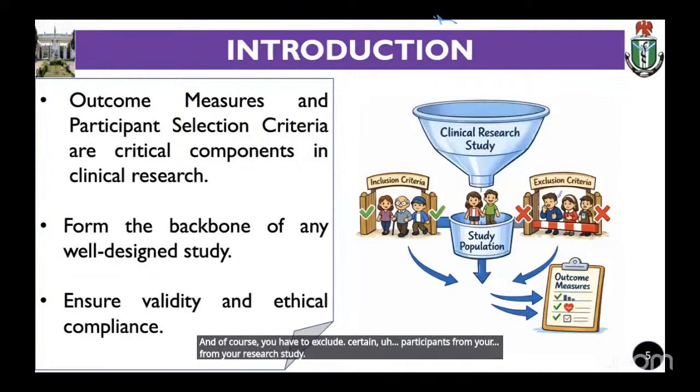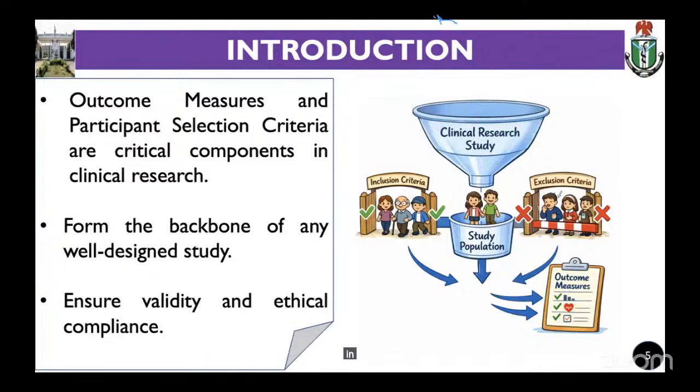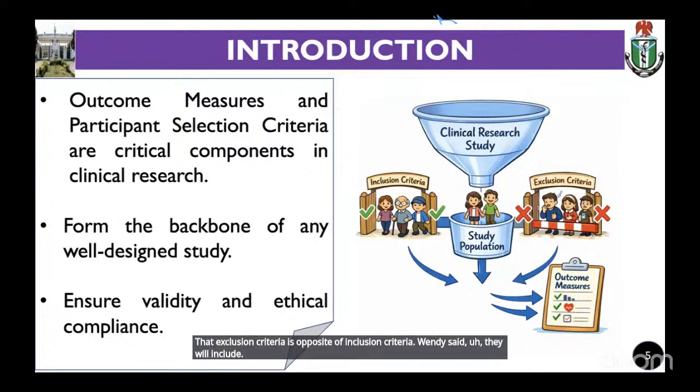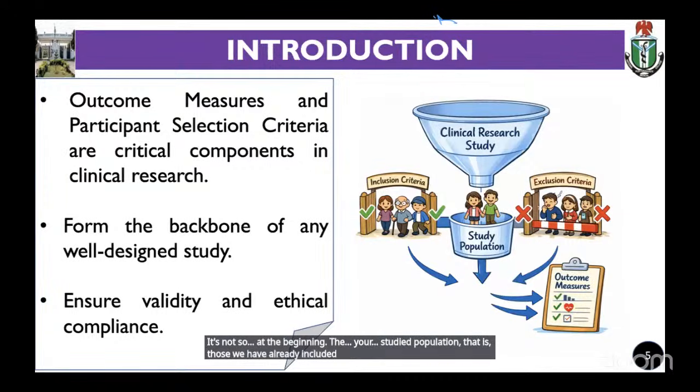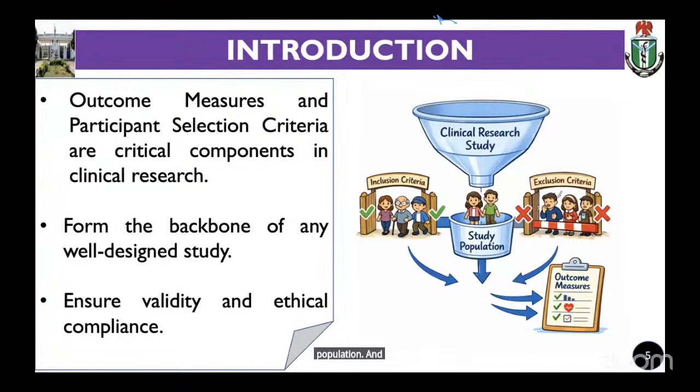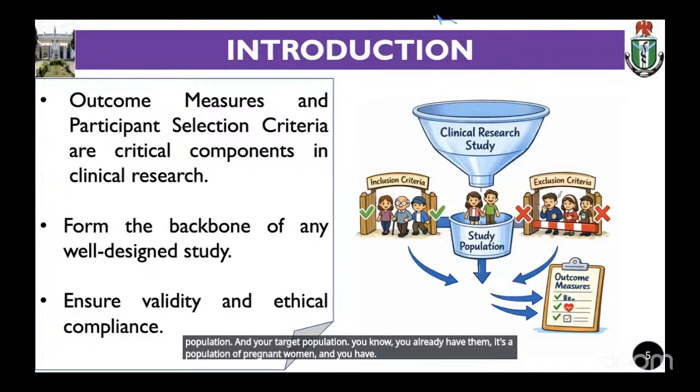The common error that we often see in this area is for the candidates to assume that exclusion criteria is the opposite of inclusion criteria. When they say they will include women aged 18 to 35, then when they get to the exclusion criteria, they will put that women aged 36 and above will be excluded. It's not so. At the beginning, your study population, that is those you have already included, are actually from your target population. And your target population, you already have them, is a population of pregnant women, and you have included them in the study.